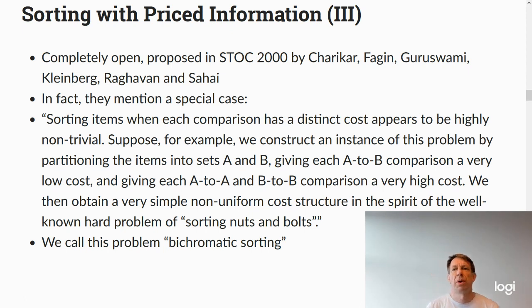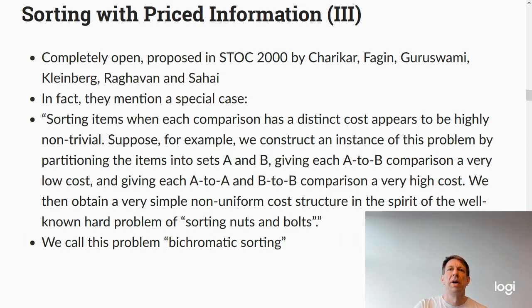This family of problems has been proposed in a STOC 2000 paper by Charikar, Fagin, Guruswami, Kleinberg, Raghavan, and Sahai. And they work with many other things with priced information, and they have this nice quote here where they mention a special case where sorting items when each comparison has a distinct cost appears to be highly non-trivial. Suppose, for example, we construct an instance of this problem by partitioning the items into sets A and B, giving each A to B comparison a very low cost, giving each A to A and B to B comparison a very high cost. We then obtain a very simple non-uniform cost structure in the spirit of the well-known hard problem of sorting nuts and bolts.